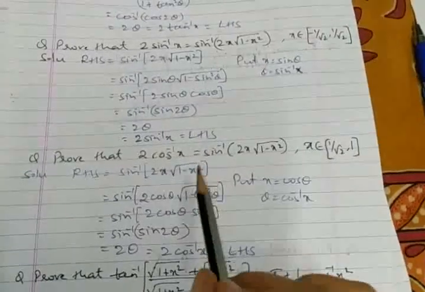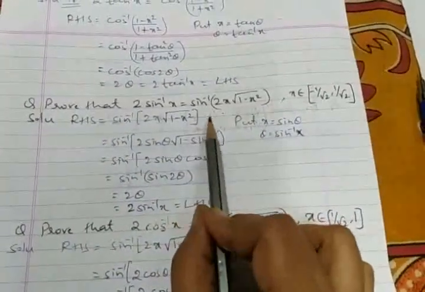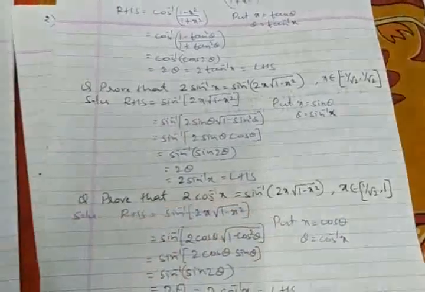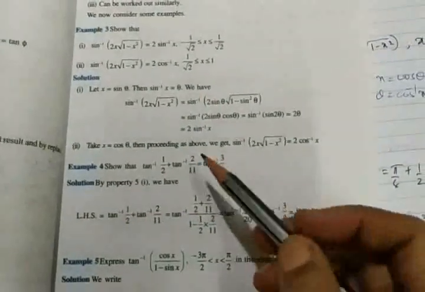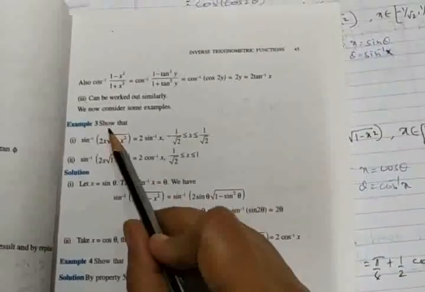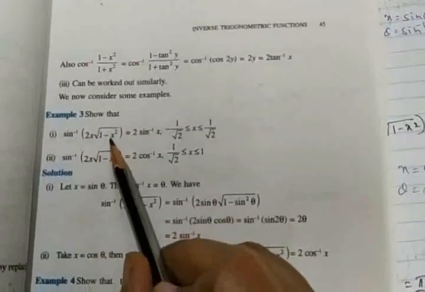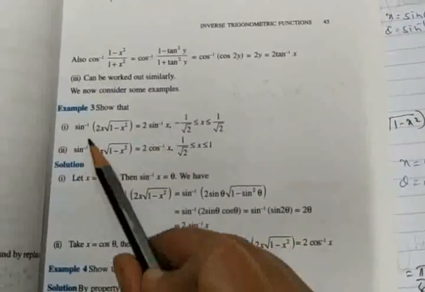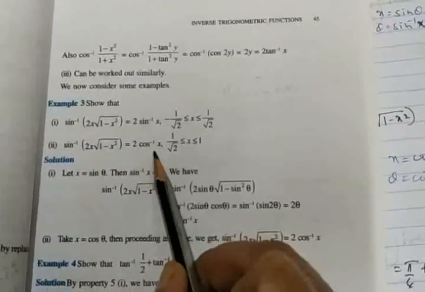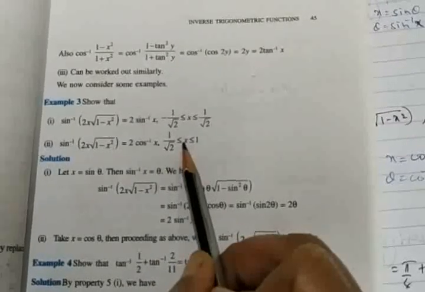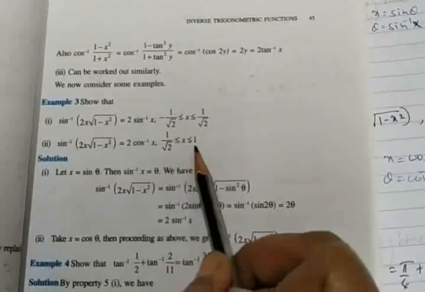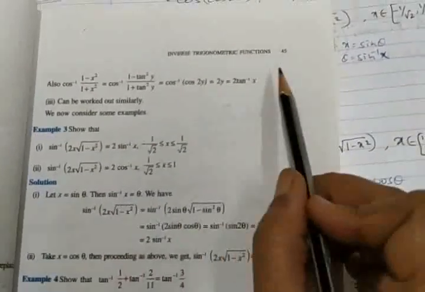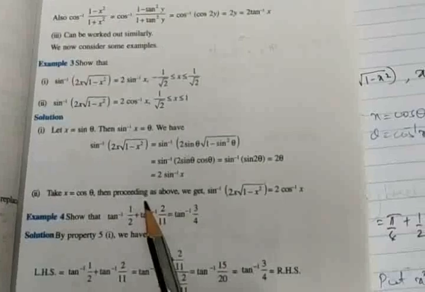Whereas a standard question is this only. I'm highlighting this part because you find the other question in your text also. Here you find: show that sin inverse of the expression is equal to 2 sin inverse x for x belonging to the domain, and the same term is equal to 2 cos inverse x provided x belongs to the closed interval 1 by root 2 comma 1. It's given in your text also. So please make a note, put x equal to cos theta, then proceed accordingly.